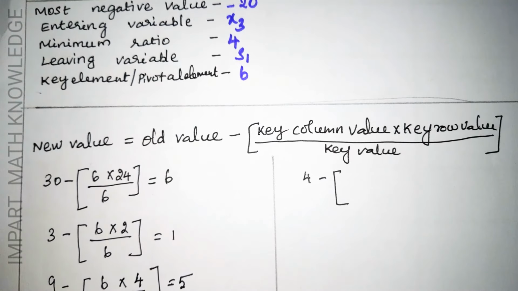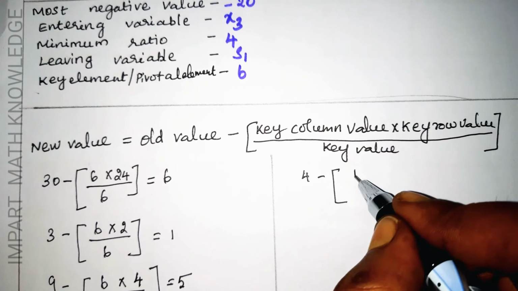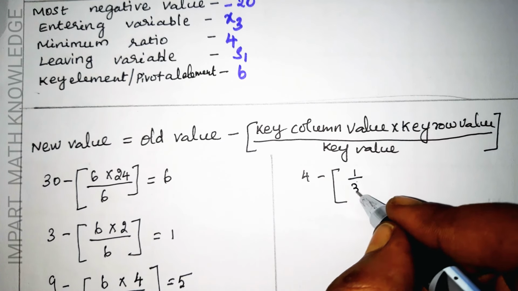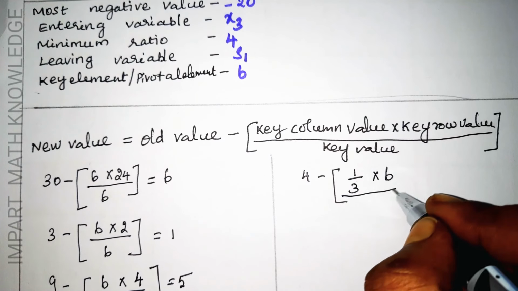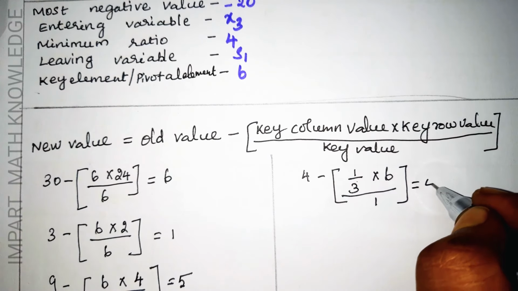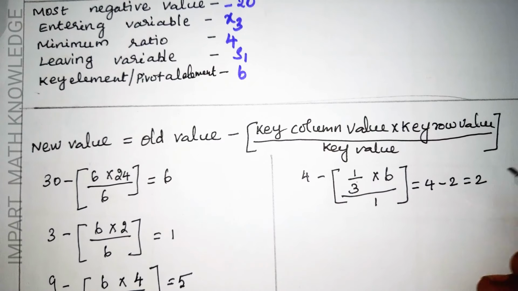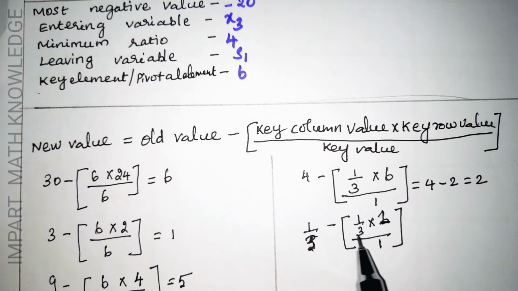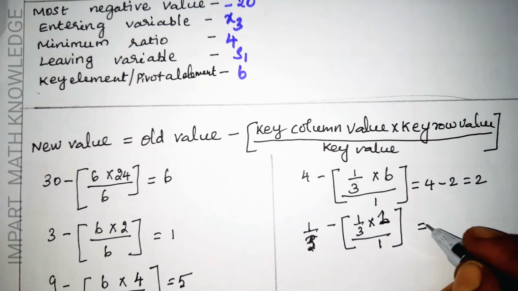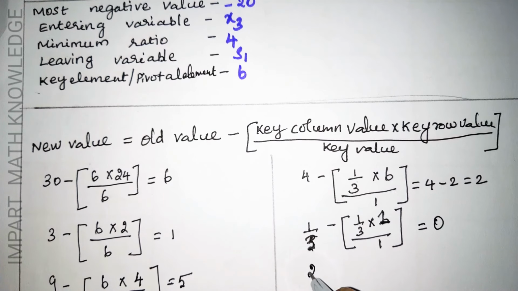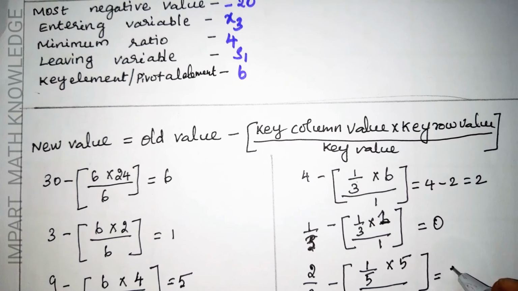Let me write 4 minus key column value into key row value divided by key value. That is 4 minus 2, which is equal to 2. The next one is 1 by 3 minus key column value into key row value divided by key value. That is 0. The next old value is 2 by 3. 2 by 3 minus key column value into key row value divided by key value. That is minus 1.